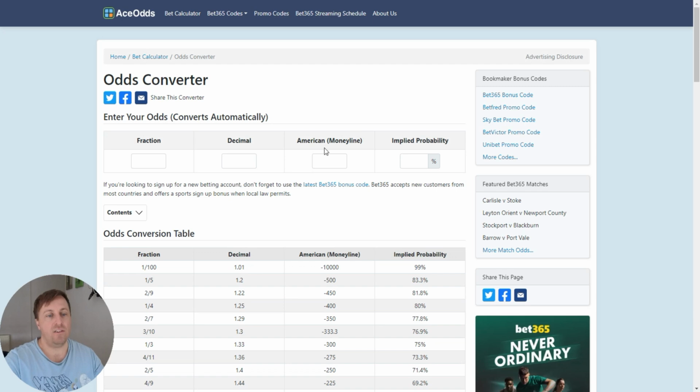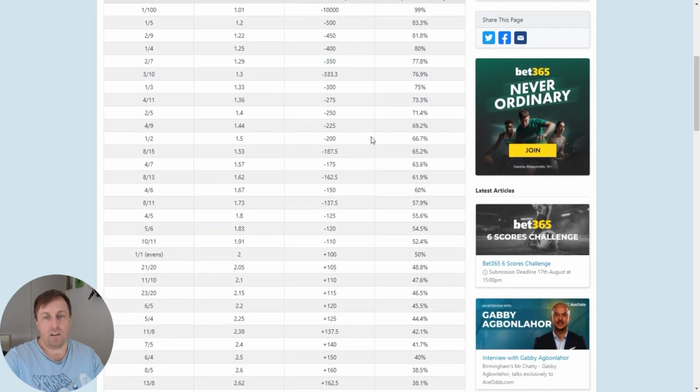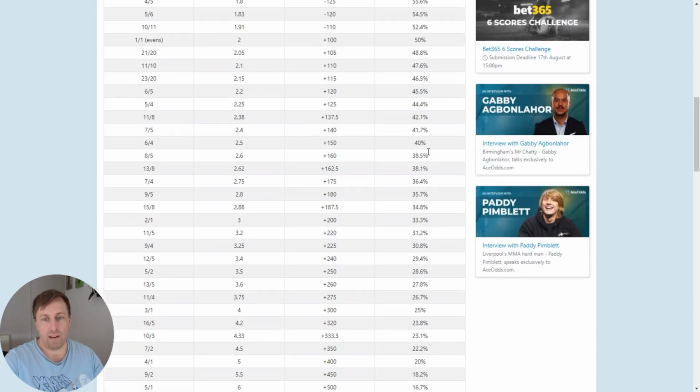So if we go over to Ace Odds, we're going to look for 40%, which is all the way down here. We can see that the odds for 40% are 2.5. Interesting. So possibly, if we're getting odds much above 2.5, then we're actually getting a value position.